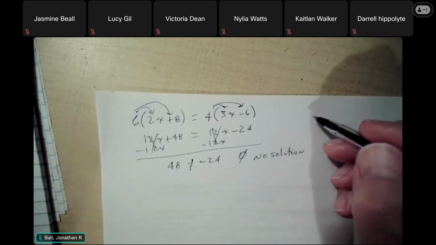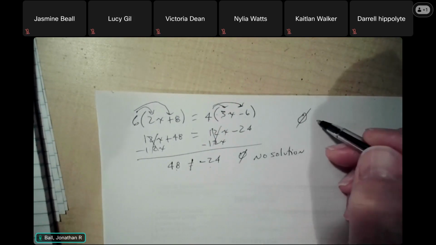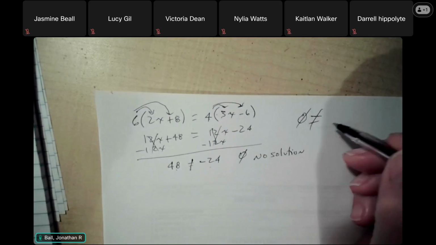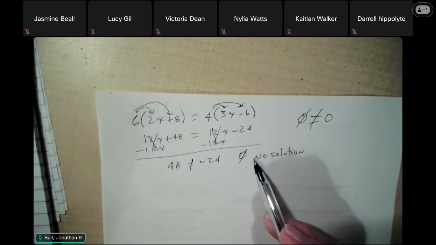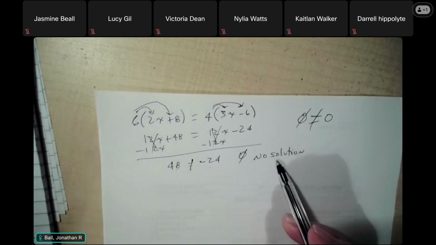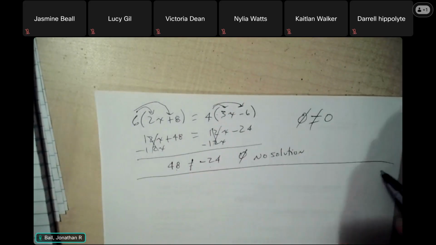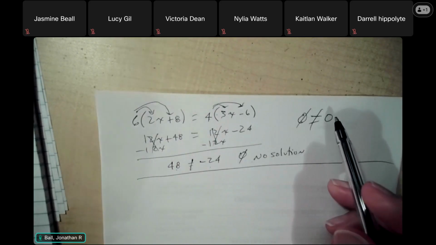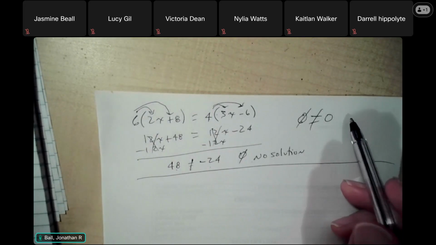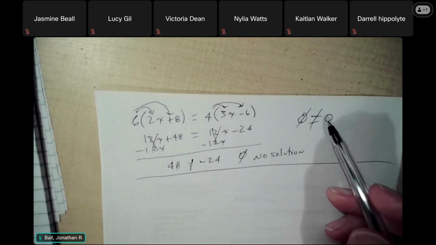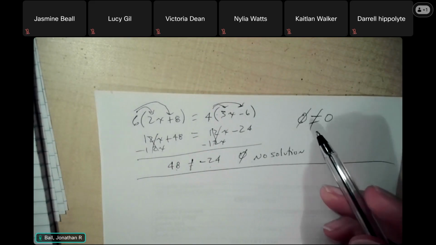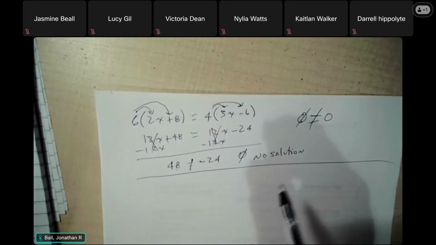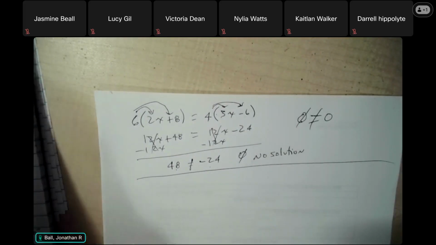Oh, and before I forget, do not use this. Not equal 0 means something else. This means no solution, the null set. Back in the day when computer printers were so poor, they had to distinguish between the letter O and the number 0. And that's how they did it. But we don't do it anymore.